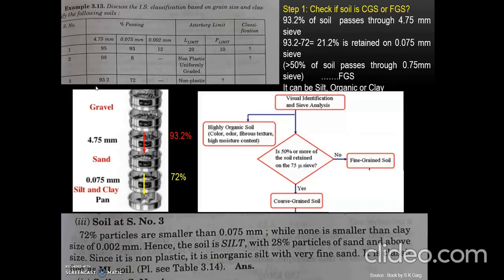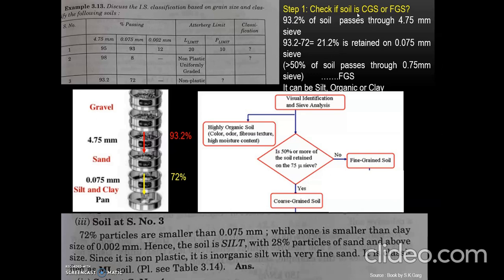Now we will classify the third soil, for which data given are percent passing through 4.75 is 93.2, percent passing through 0.075 is 72, and there is no percent passing through 0.002 mm. That means there is no clay content in the soil, as the particle size less than 0.002 mm will be clay. And here it is mentioned that the soil is non-plastic. The value of liquid limit is not given, but it is mentioned that the soil is non-plastic.